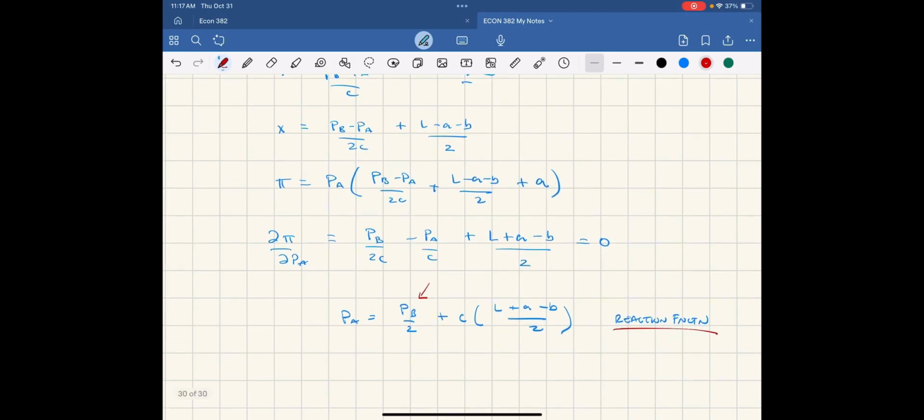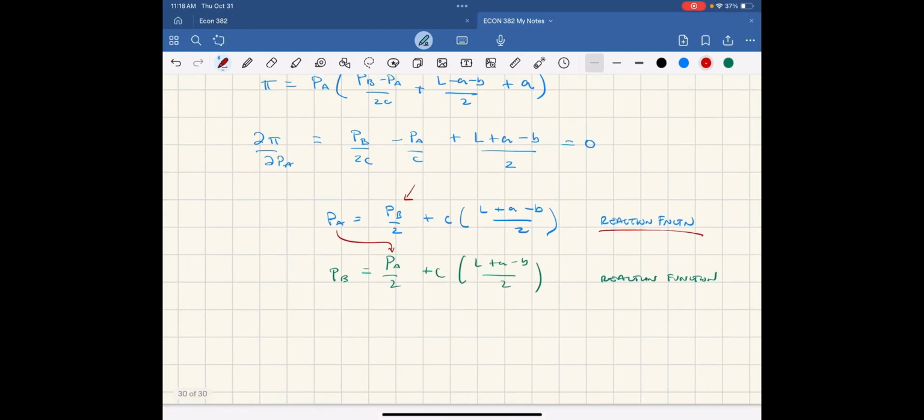Now, through symmetry, the reaction function for the price of B is PA over 2 plus C times (L plus B minus A) over 2. And so this is also the reaction function for firm B. So now that we have that, we can substitute PA into here. Let's do that in red, and then solve out the equation.